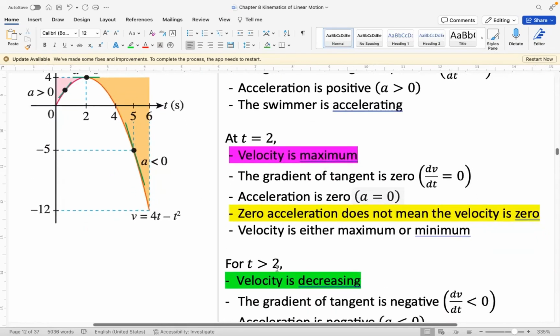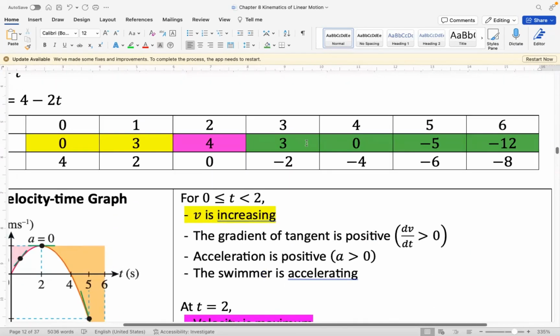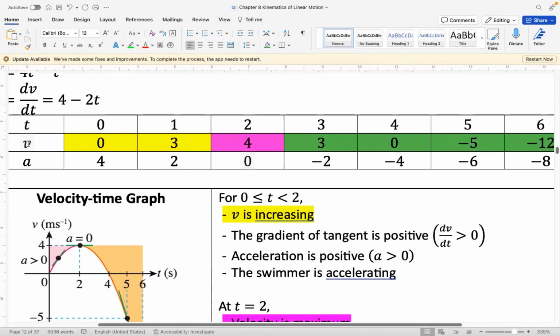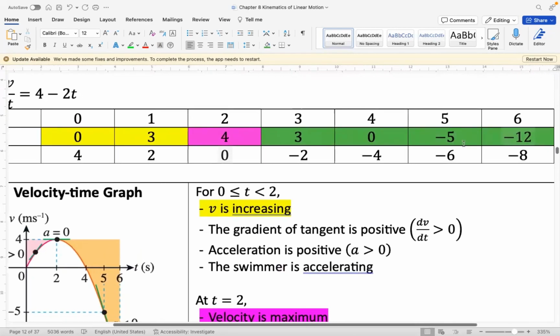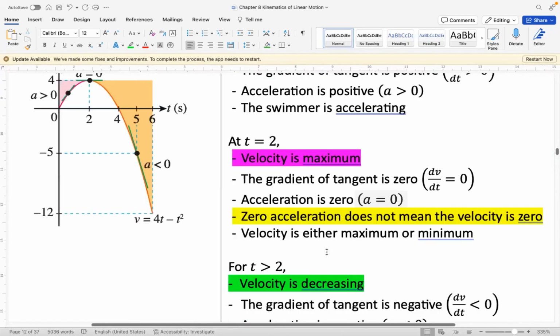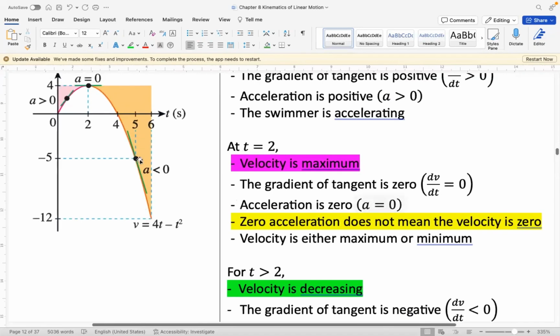Okay, next one. When t is greater than 2, let's check the reading here. We have our velocity values, 3, 0, -5, -12. We notice that the velocity value is decreasing. So velocity is decreasing for this part. And when you have a point here and you want to draw the tangent line, we notice that the tangent line slants to the left.